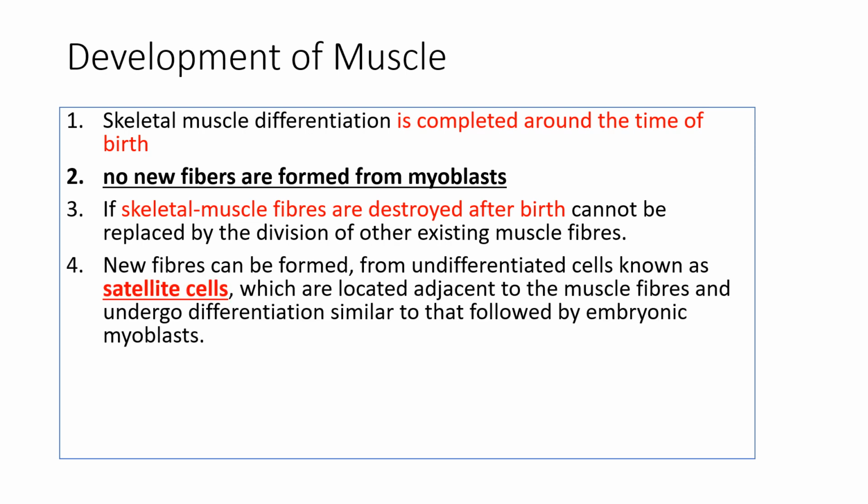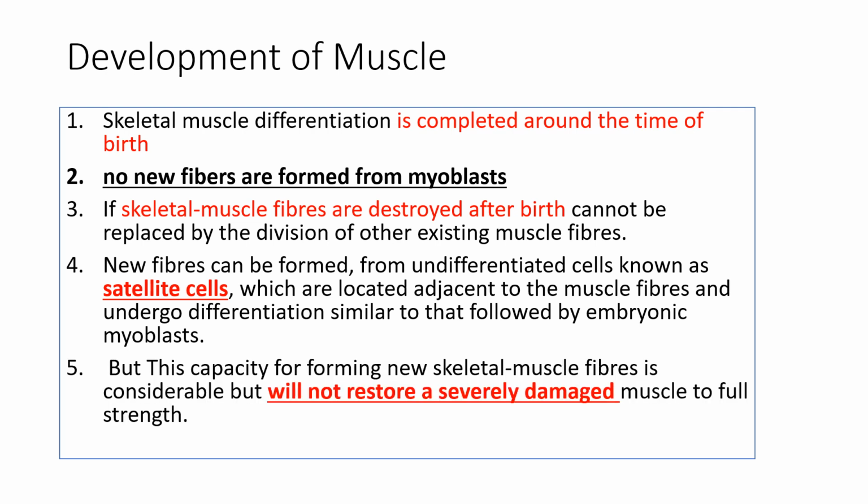existing muscle fibers. However, it is said that whenever muscles have to be formed, it is from undifferentiated cells known as satellite cells, which are present adjacent to the muscle fibers, and they undergo differentiation. And even if they undergo differentiation, as in muscular dystrophy, this capacity is limited. So it will not be able to restore a severely damaged muscle to its full length. That's the cause why there is muscular dystrophy, which is generally progressive in nature.